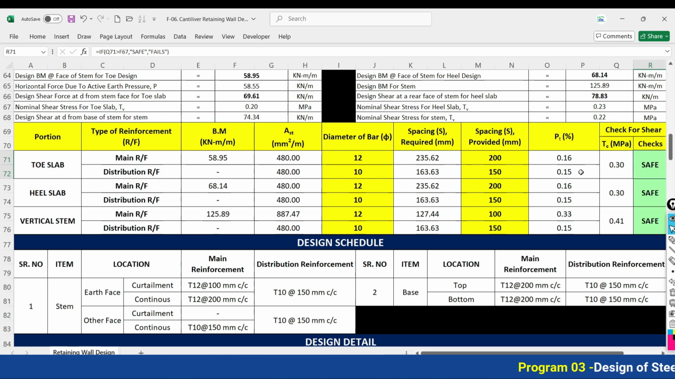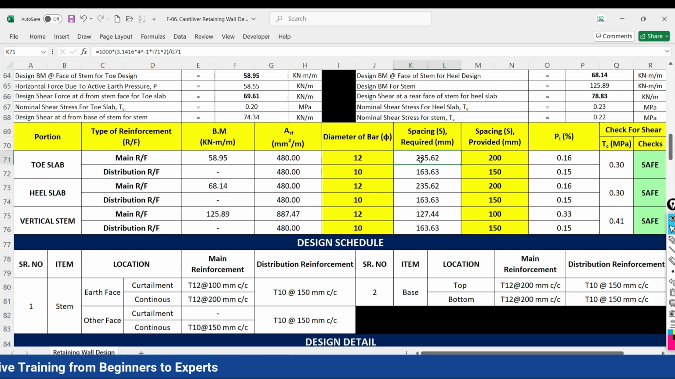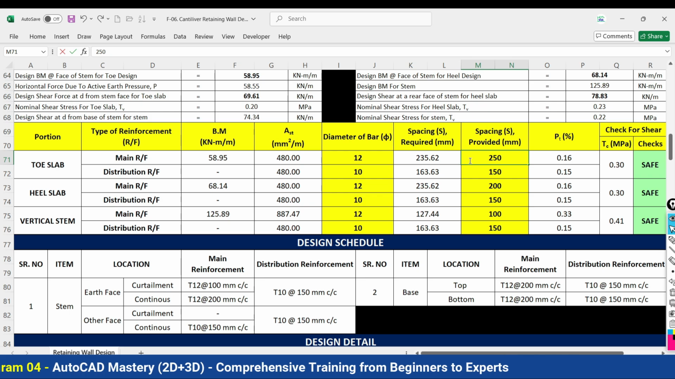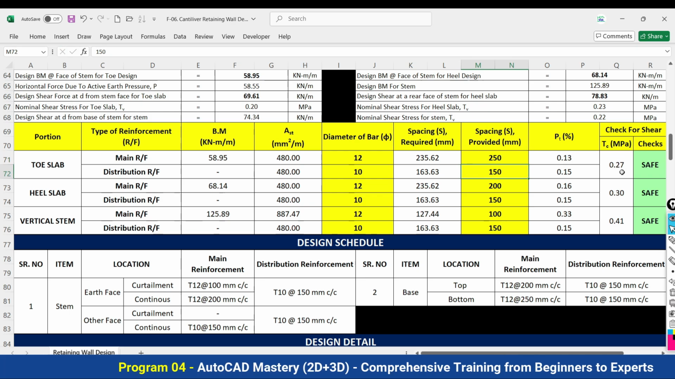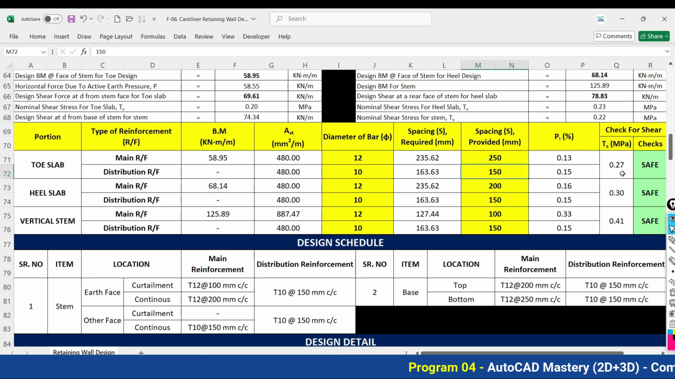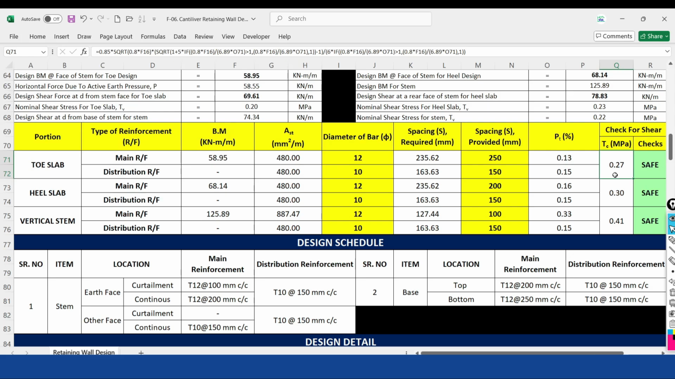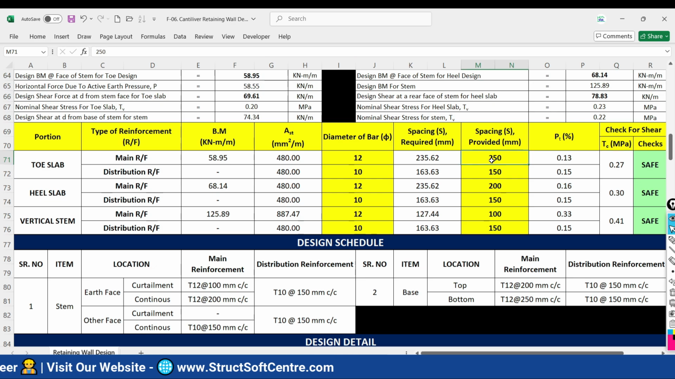If it is not passing, suppose I provide lower reinforcement. The demand is 235 spacing, and you are not allowed to provide spacing more than this 235. Suppose I provide 250, so as per the demand we are providing less reinforcement. Provided percentage of reinforcement 0.13, so your shear resisting capacity is 0.27. Still it is safe because nominal shear stress is 0.22. So you are safe. Now again I provide 300, still it is safe.